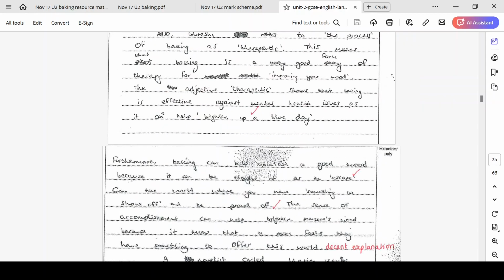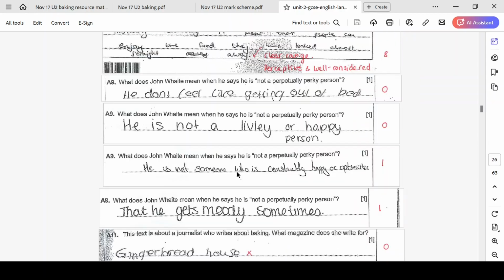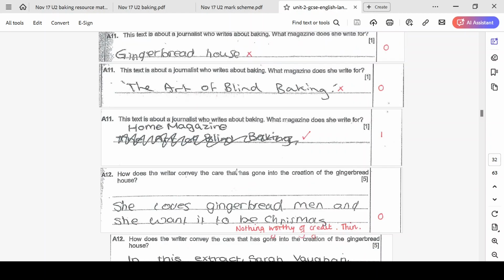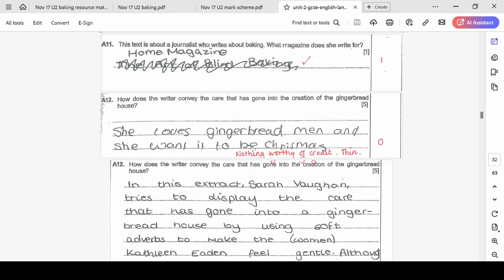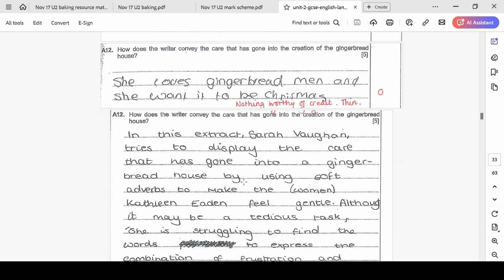If I just skim through these for a sec. So question 12. The exam board often provide examples of very poor answers as well, so we can see what to avoid. How does the writer convey the care that's gone into the creation? She loves gingerbread men and she wants it to be Christmas, which is nonsense, isn't it, really? It doesn't really answer the question at all.